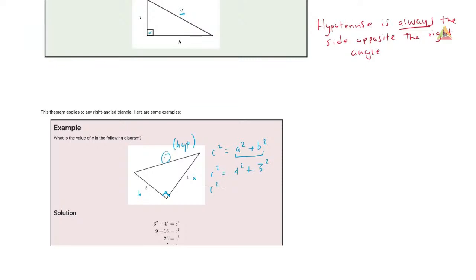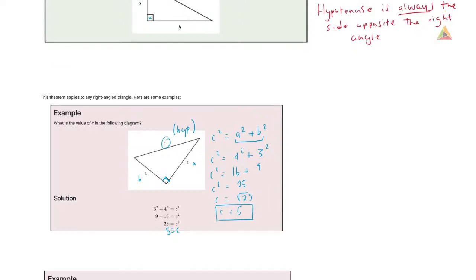C squared is equal to 4 squared, which is 16, plus 3 squared, which is 9. So then you get C squared is equal to 25. So C is equal to the root of 25. So C is 5. That last little bit cut out there, so 5, C is 5. So that's the answer to that one. Okay, so I'm going to move on.